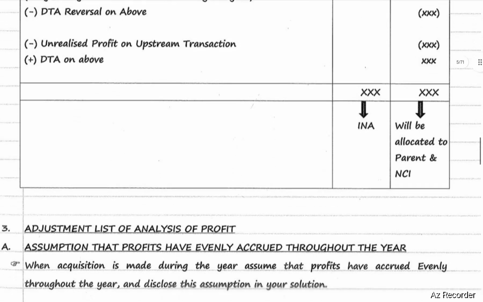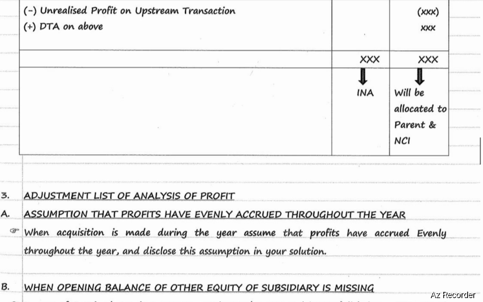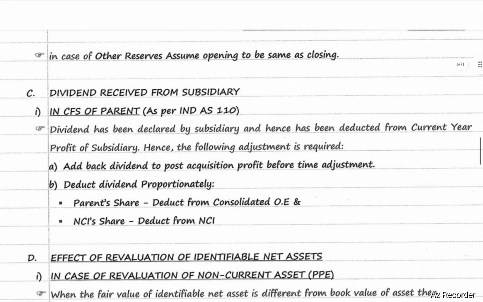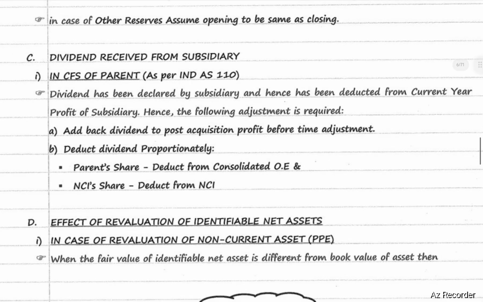Adjustment list of analysis of profit. Assumption that profits have evenly accrued throughout the year. When acquisition is made during the year, assume that profits have accrued evenly throughout the year and disclose this assumption in your solution. When opening balance of other equity of subsidiary is missing, in case of retained earnings, assume opening to be zero and hence full balance was earned during the year. In case of other reserves, assume opening balance to be same as closing balance.